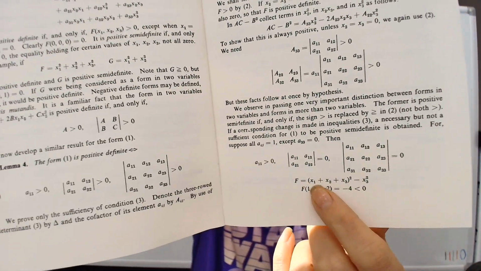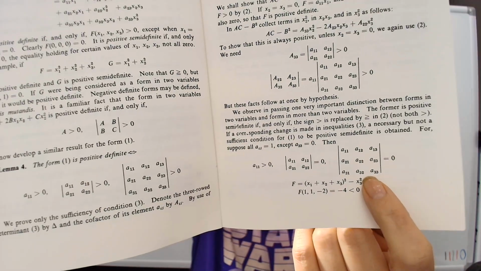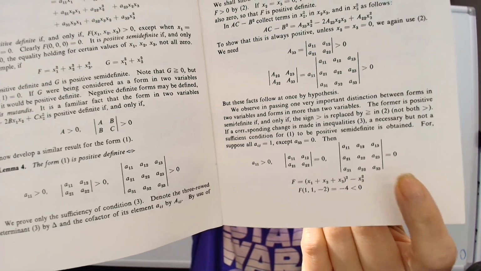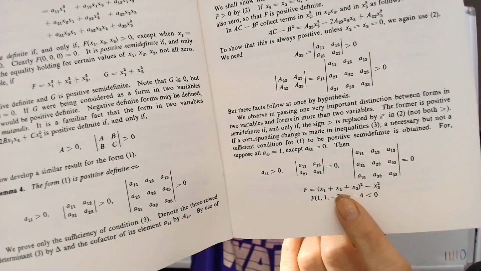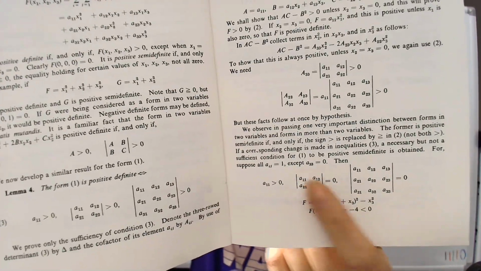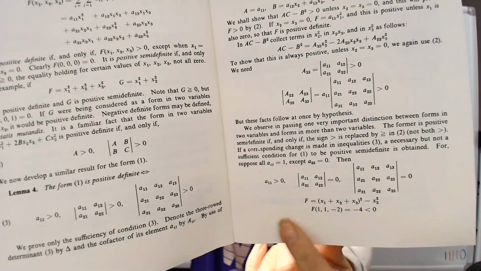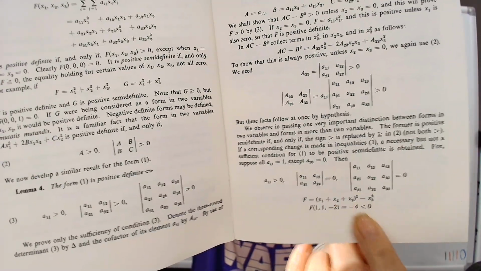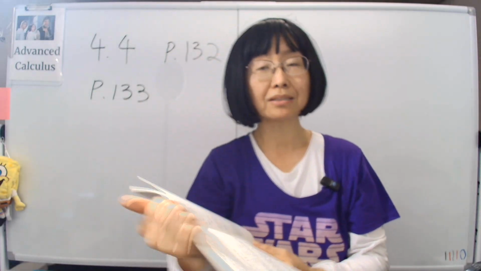In this example, all the A's here are 1 except for A33, which is 0 because it got subtracted out. As a result, both determinants are 0, but the function is negative at a certain point, which means this function is not positive definite.